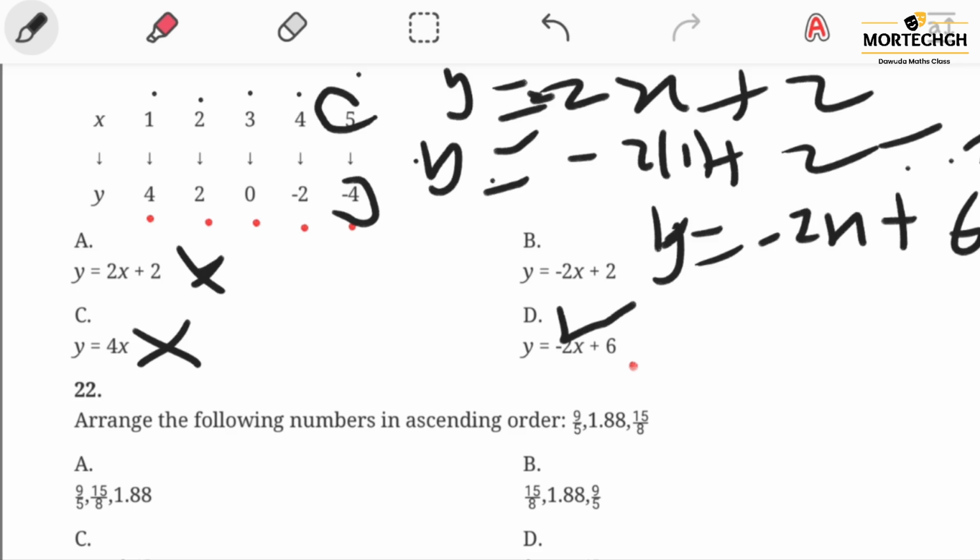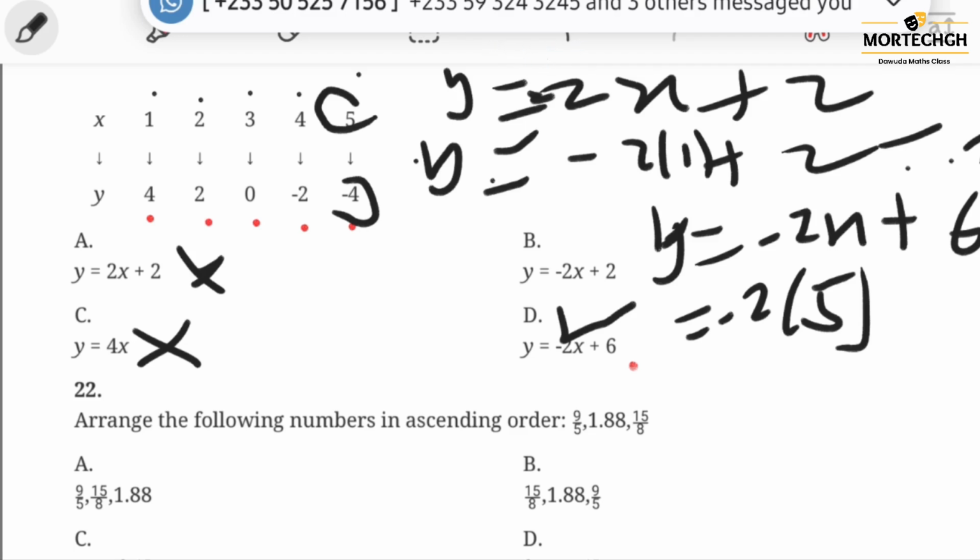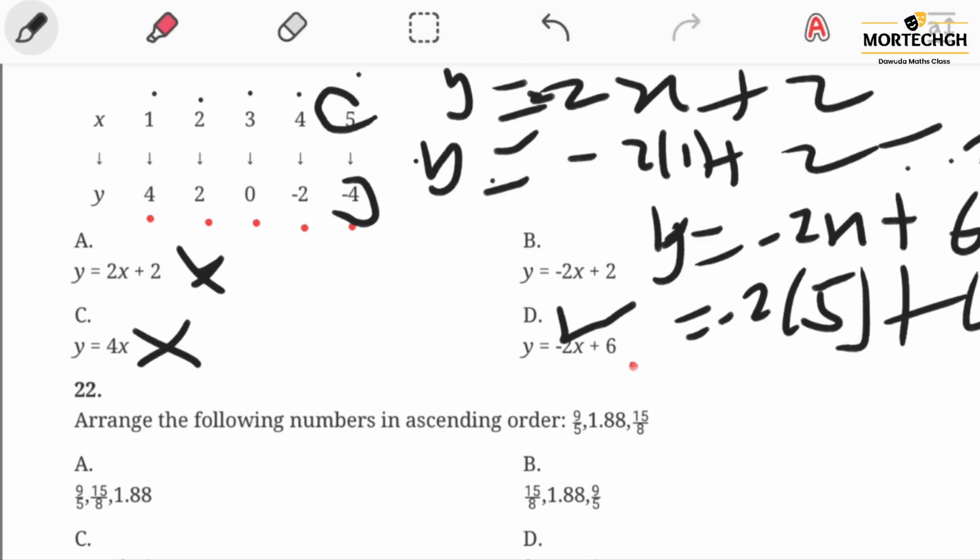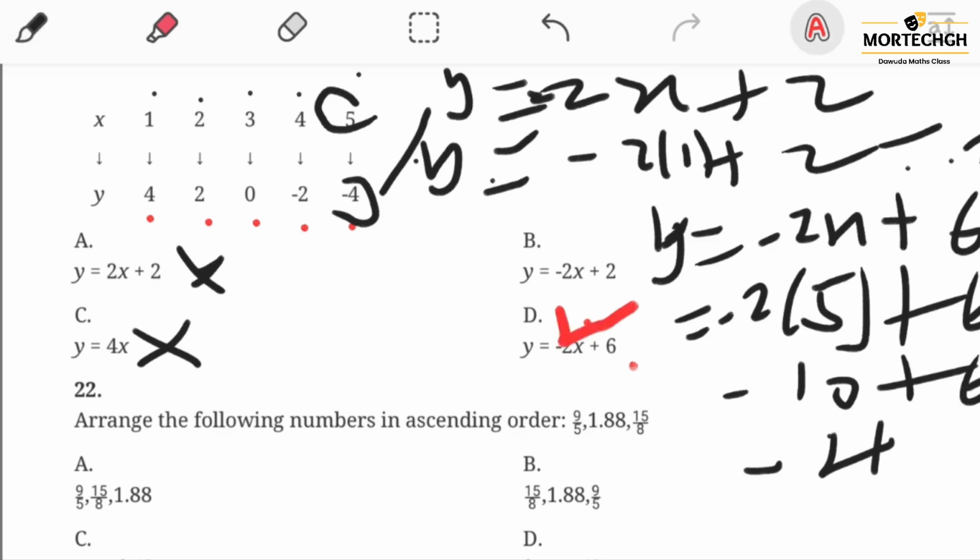So y is equal to, let's put 5 there. -2 times 5 plus 6. 5 times -2 will give you -10. -10 plus 6 will give you what? -4. Is it true? Yes, it's true. From the equation it is true. When you put 5 inside, you get -4. Therefore, D is the answer. When you put any value of x, you get the corresponding y value which satisfies the equation. It's D that satisfies the equation.